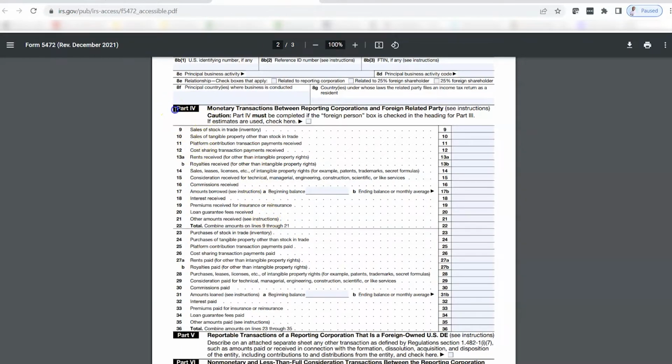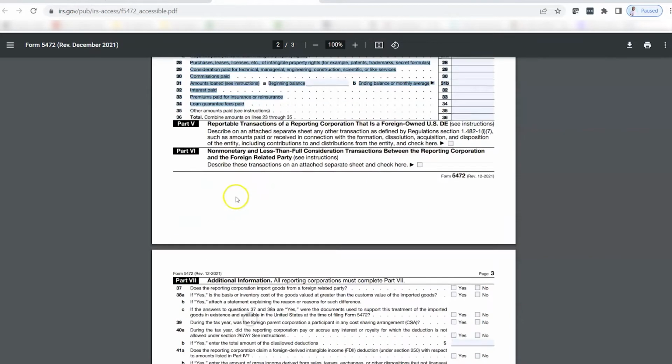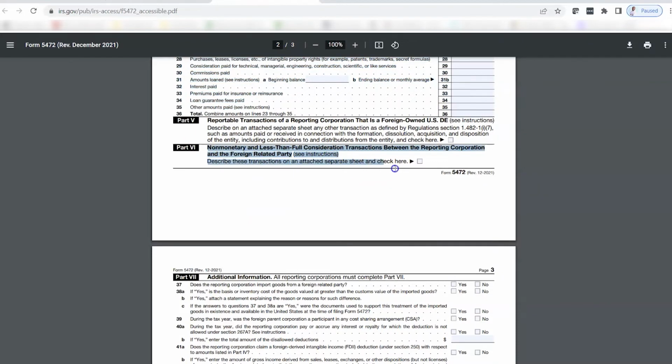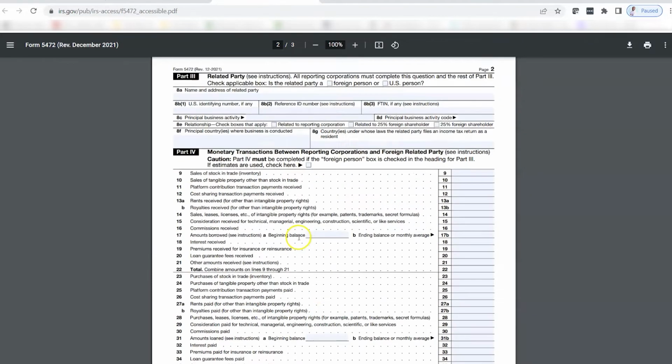So here, Part IV describes all the transactions that need to be reported in this form. So if you're a U.S. corporation or a foreign corporation that is engaged in U.S. trade or business, and you don't have any of these transactions listed in here, and then Part VI, you don't have anything listed in here, then you do not have to file this form.